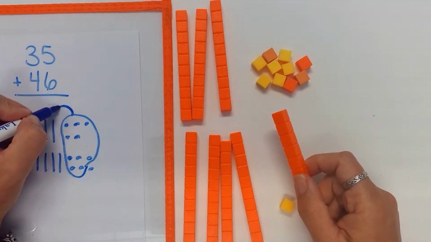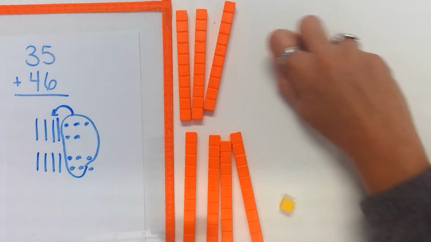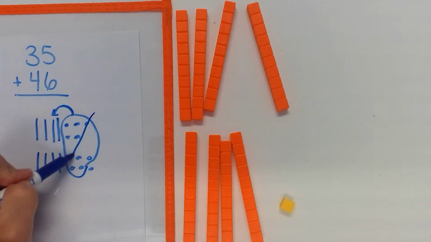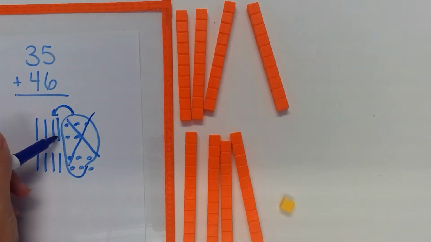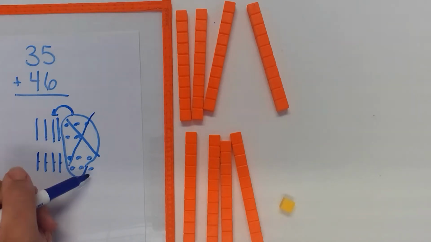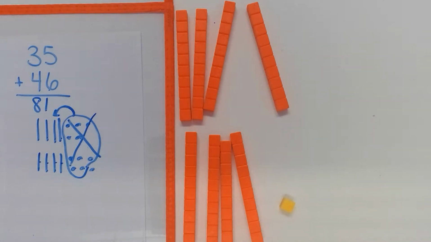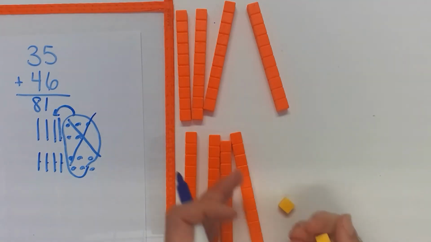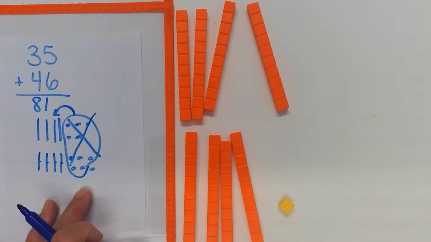We can model by drawing another 10 here, trading and taking these away. And then I can see, again, I have 1, 2, 3, 4, 5, 6, 7, 8, or a value of 80, and 1, 1. And again, it would be 81. So that's doing the concrete with the pictorial. Students can also just do the pictorial. We can take away this concrete piece, and the students can just draw the pictures as well.